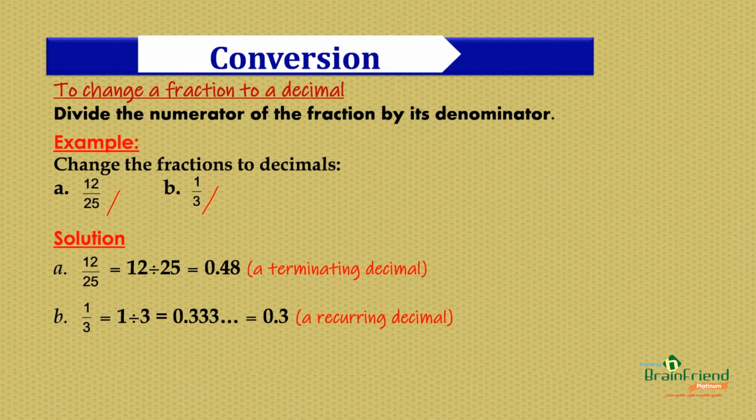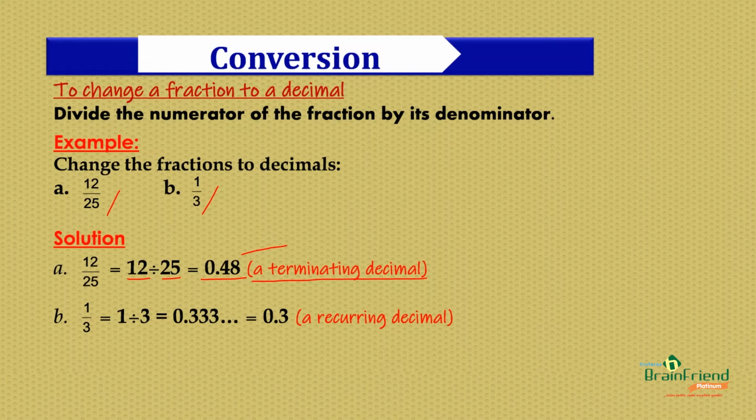For the first example, we have 12 divided by 25. However you choose to go about your division, you can use a calculator, or you can choose to do long division. When you divide 12 by 25, you would have 0.48. You realize that we call this a terminating decimal because there are no further numbers beyond this point.